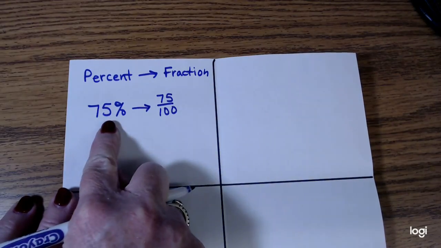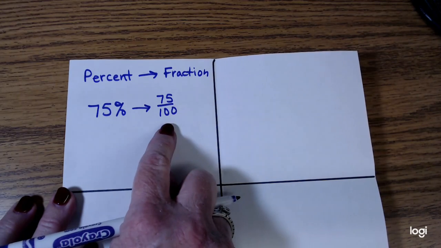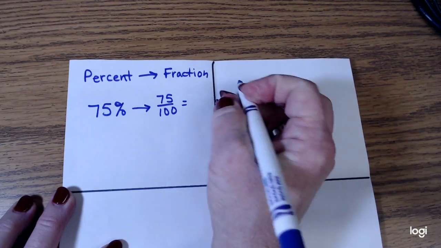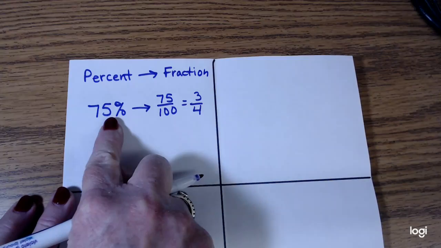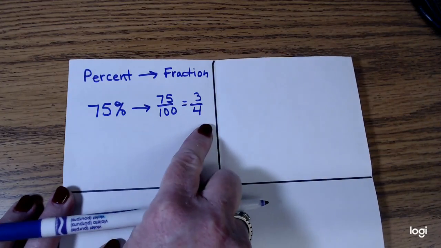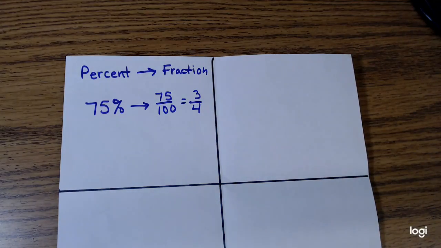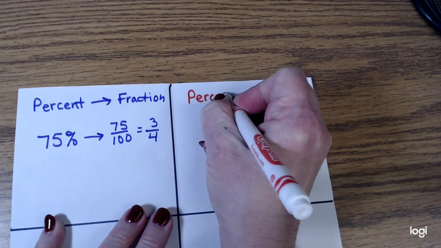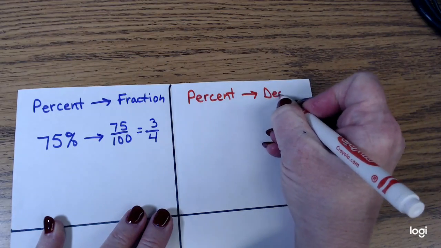Okay, so I've gone from percent to fraction. Now, some of you actually know how to reduce this, and if you do, you can go ahead and simplify that. Some of us know that it can reduce to 3/4. Okay, but 75% as a fraction can either be this or this. All right, let's move on to our next box. The next box we're going to do right over here is we're going to take the percent and change it to a decimal.